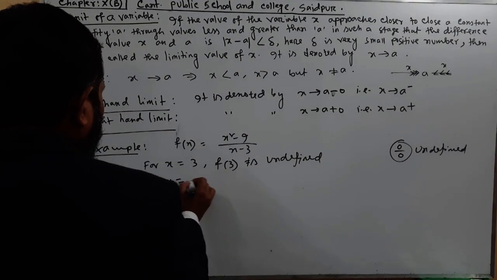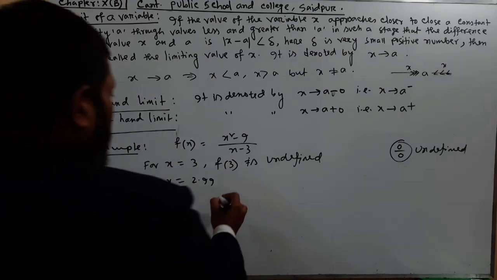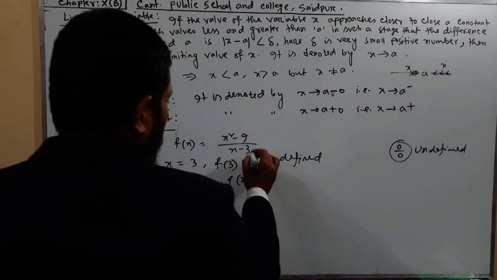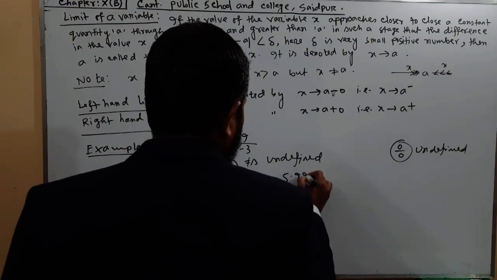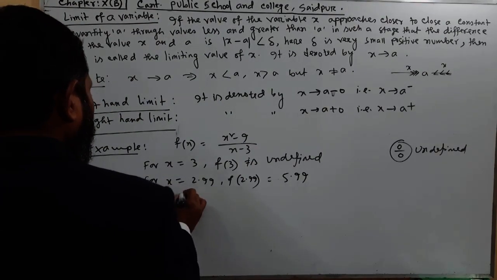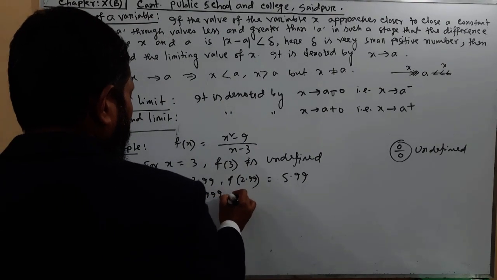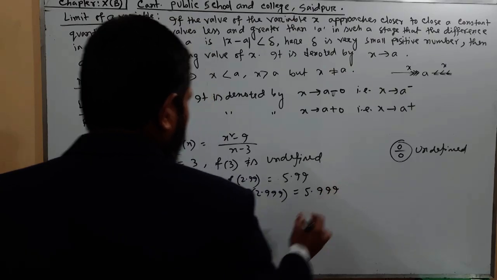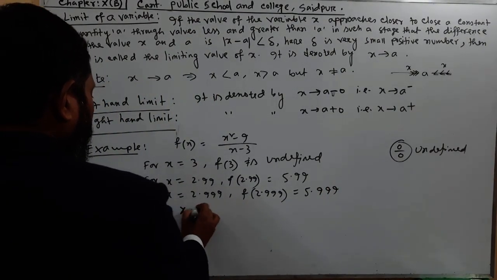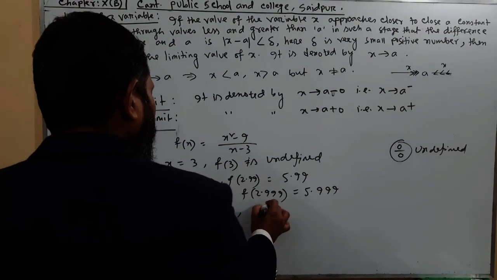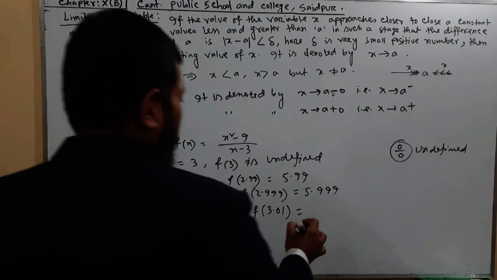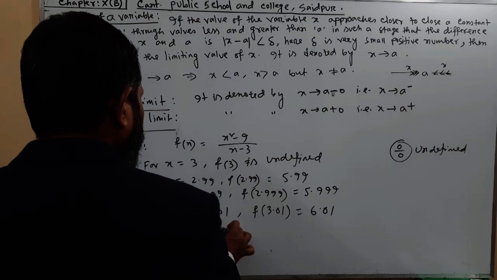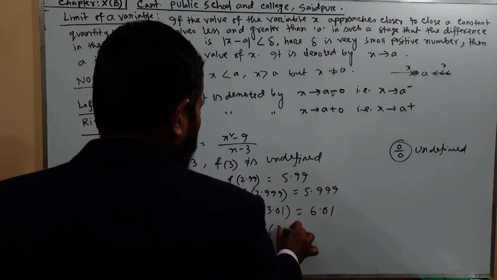For x equal to 2.99, f of 2.99, we get 5.99. For x equal to 3.01, f of 3.01, we get 6.01. For x equal to 3.001, we get 6.001.